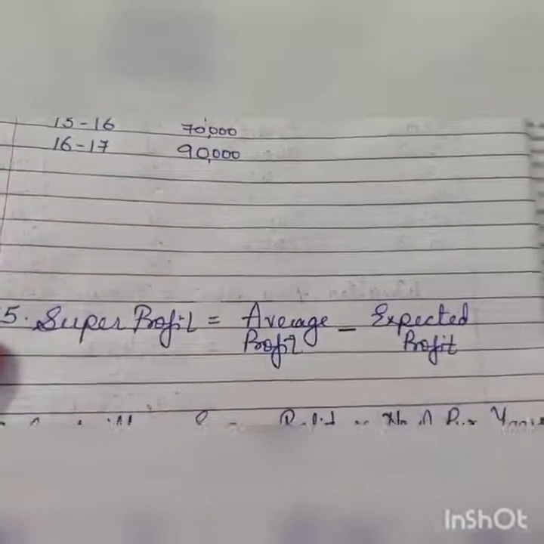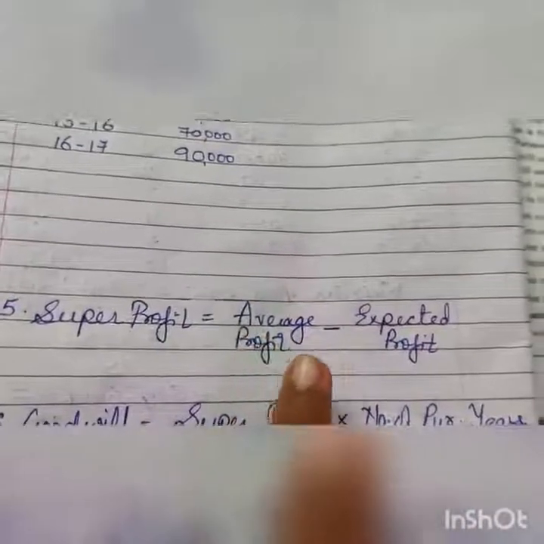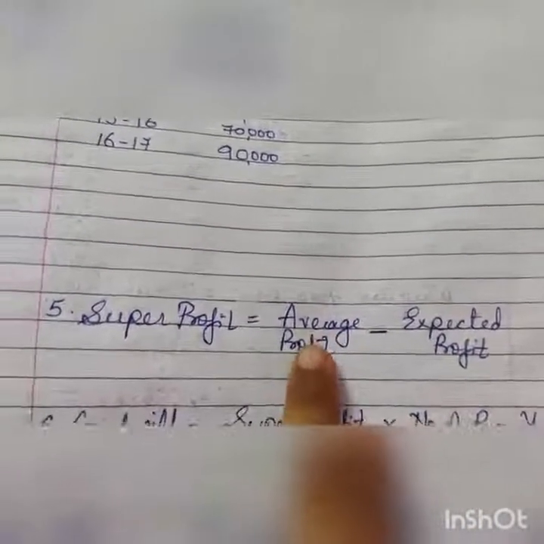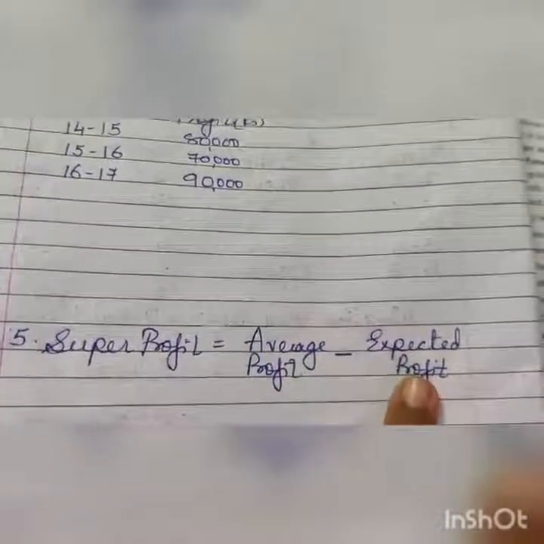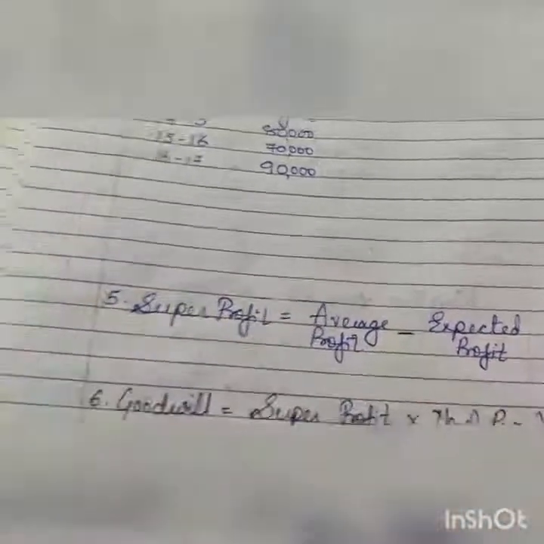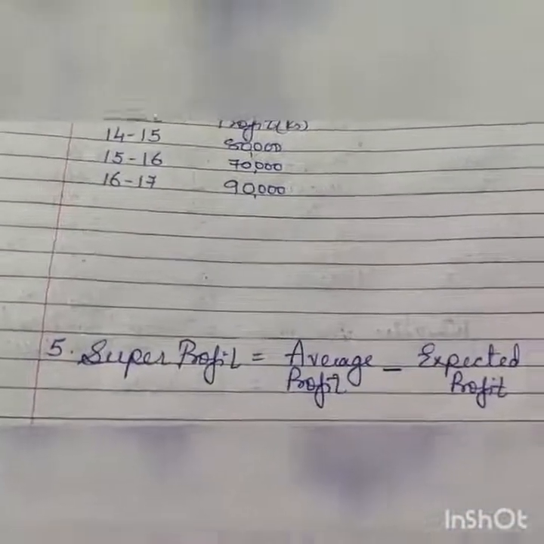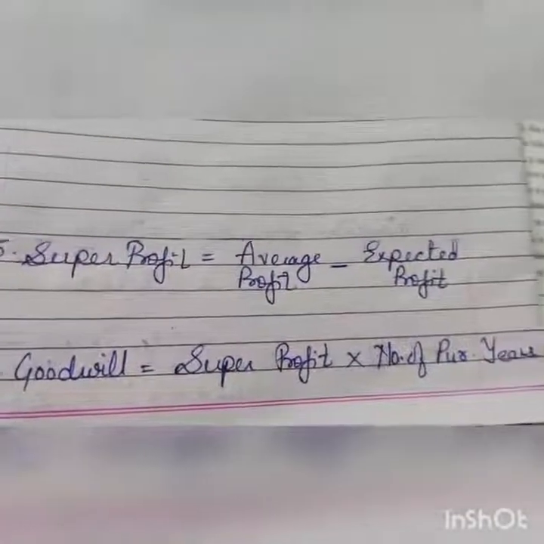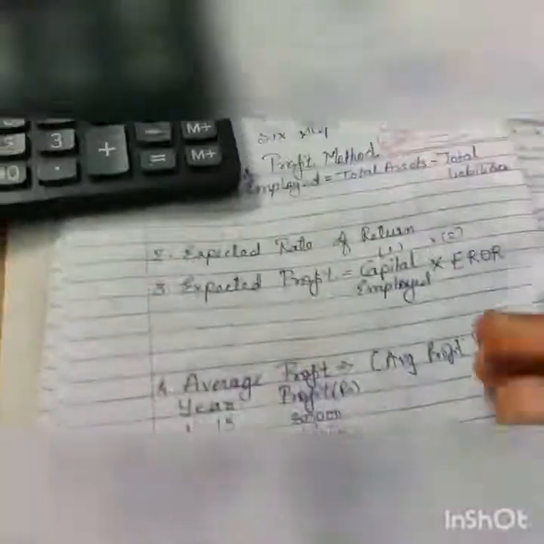What is the formula of super profit? Average profit minus expected profit. I have told you a shortcut: when you read ABCD in alphabetical order, A comes first. So here also you will write down A first and then E, that is expected profit. This is just a shortcut to remember, so there is no chance of making any mistake. Then the last step, goodwill, which equals super profit multiplied by the number of purchasing years. Now we will do the sum.